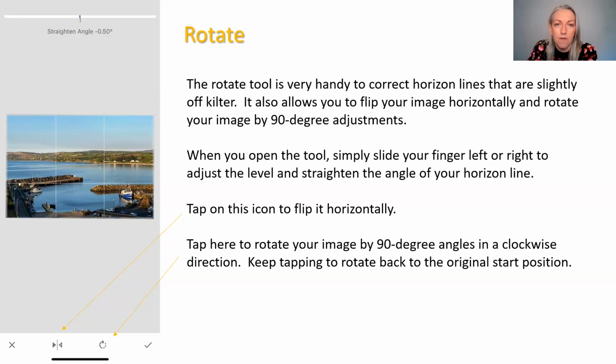So I use that a lot for any shots that I feel are slightly just not completely parallel. And then if you tap on this icon here, which is the wee triangles, this flips it horizontally. And then you can rotate your image by 90-degree angles in a clockwise direction by tapping on this icon here.